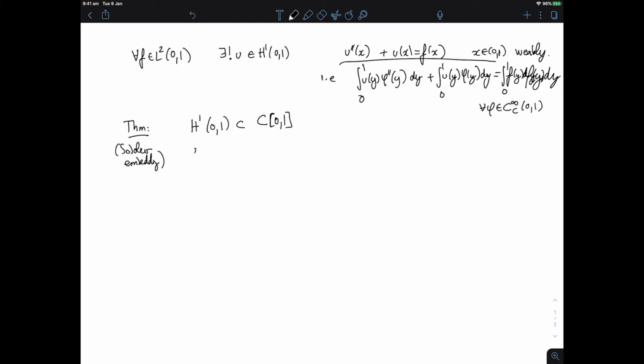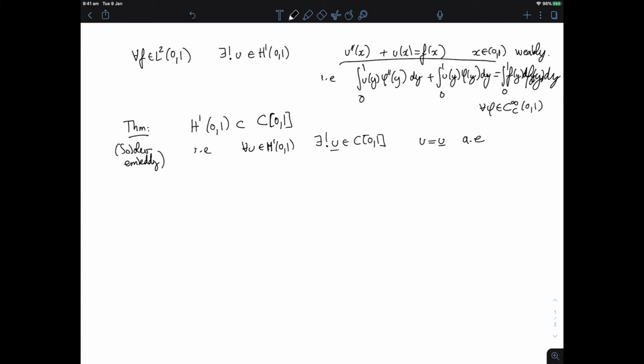That is to say that for every u in H1 of 0, 1, we've got to remember that H1 of 0, 1 is a space of not functions but equivalence classes of functions, there exists a unique u that is continuous on 0, 1. Let's call that u bar. That is such that u is equal to u bar almost everywhere. Right, so there's a representative of that equivalence class of functions u in H1 of 0, 1 that happens to be continuous. Well, it's a representative of that class, so it's equal to u almost everywhere.